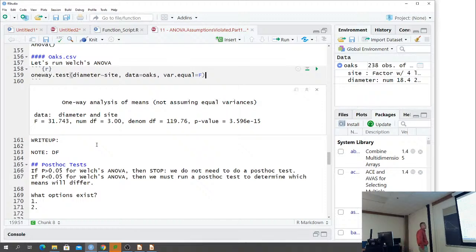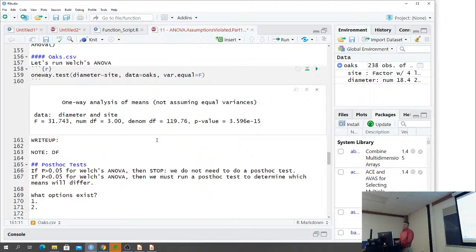So it gives us our test name. We did a one-way analysis of means not assuming equal variances. We should recognize that as Welch's Anova. We tested diameter and site. We have our F statistic. That's our observed F statistic. We've got a numerator degrees of freedom, DF1. We've got a denominator degrees of freedom, DF2. Note the decimal on there. So we need to report that decimal. And then it gives us a p-value. It's 3.596 e to the negative 15. So this is 3.596 times 10 to the negative 15, which is pretty darn small.